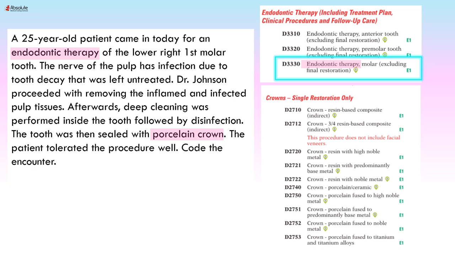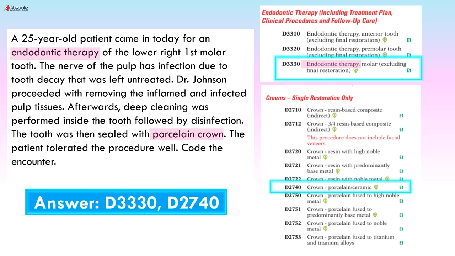So under restoration crowns, we're also going to be looking up the code for the crown porcelain, and that gives us a code of D2740. Now, if you got that right, you absolutely are outstanding. That was not easy to find, but you were being forensic. Great job, coders. So proud of you.